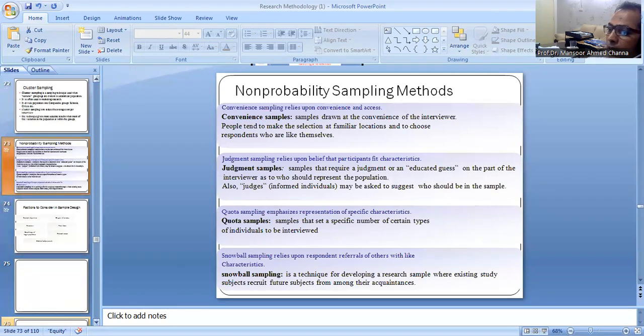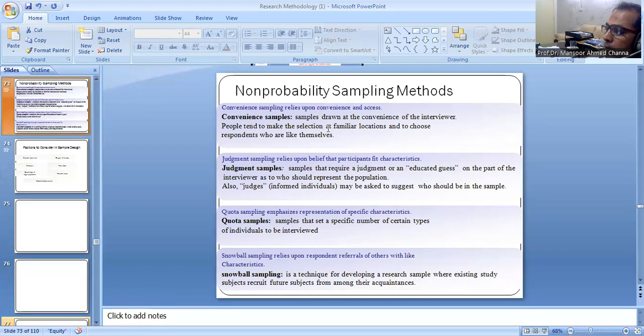Non-probability sampling methods. Non-probability sampling methods are based on 4, as I said, types. Number 1, convenience sampling relies upon convenience and access. Convenience sampling is one in which samples are drawn at the convenience of the interviewer. People tend to make the selection at familiar locations and to choose respondents who are like themselves.